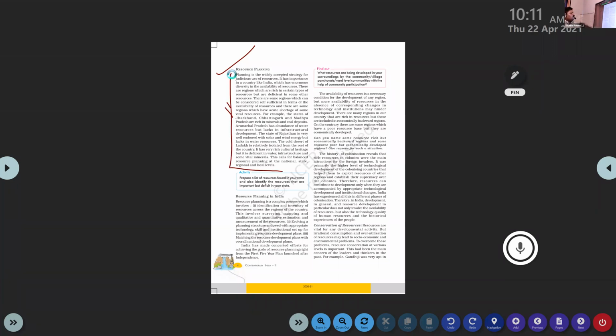So because of scattered resource availability. Resources are not available in a single place, or all the states are not blessed with almost all the different types of resources. So balanced resource planning is necessary. Everyone wants to enjoy almost all the resources. Clear?